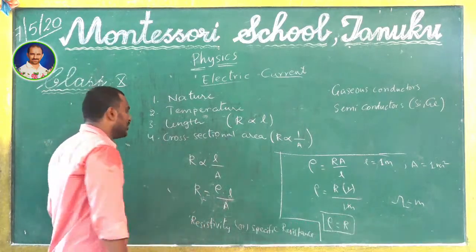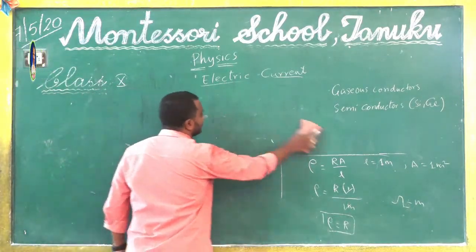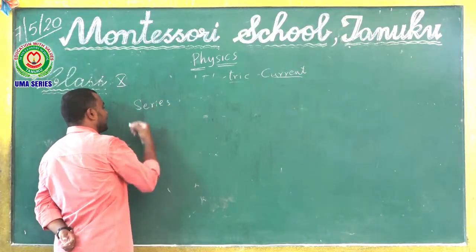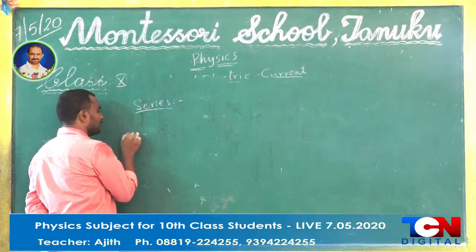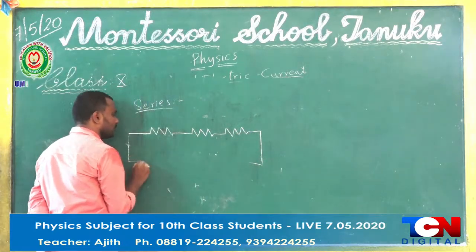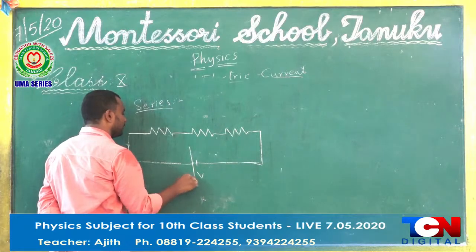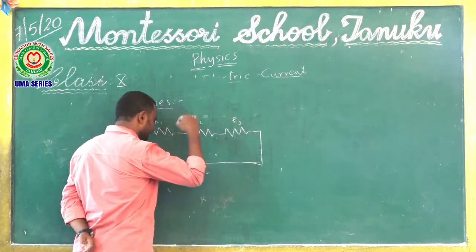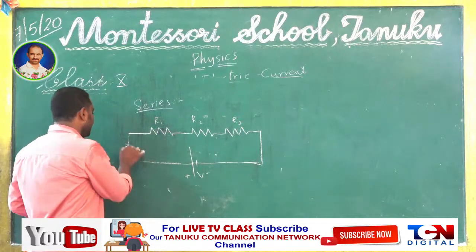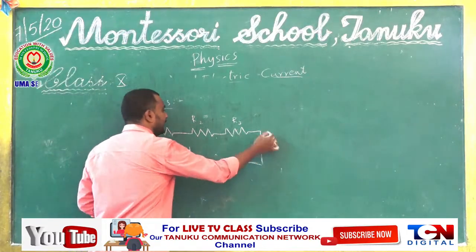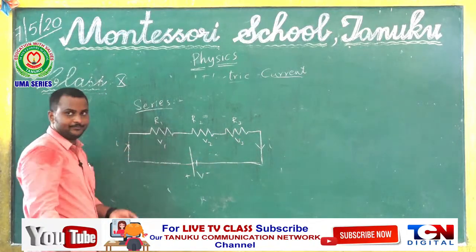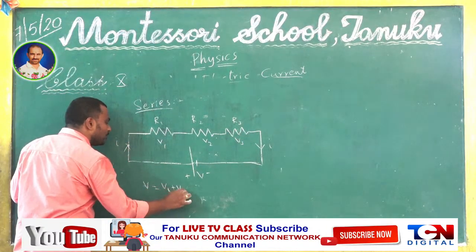Now let us see the series and parallel connection of resistors. Let the resistances be R1, R2 and R3. We know that in a series connection the voltage gets distributed across each resistor and the current remains the same. The same current flows through the circuit. So there is a voltage drop of V1 at R1, V2 at R2 and V3 at R3. So V is equal to V1 plus V2 plus V3.